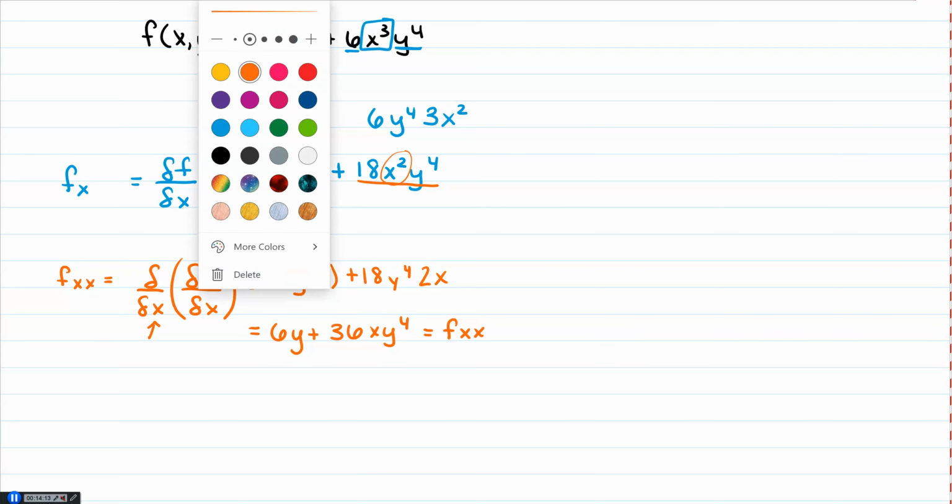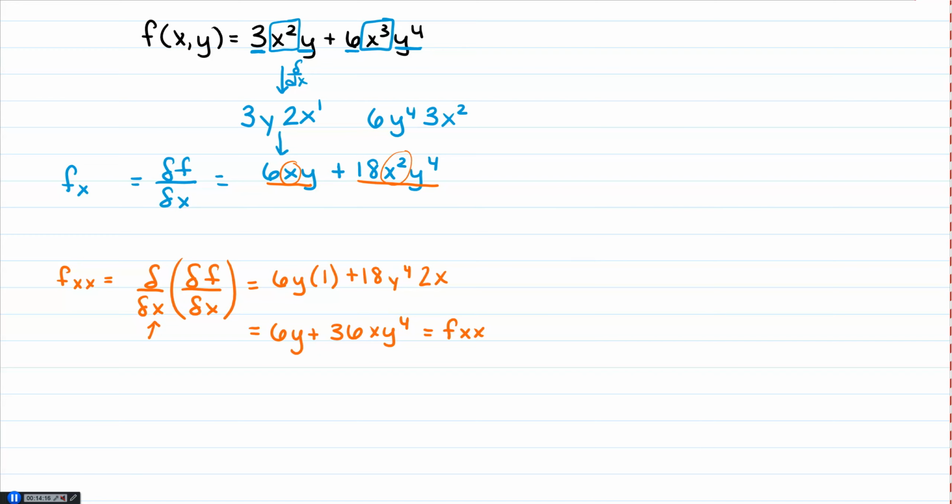Now, we could have done f sub xy at this point as well. So remember, that's taking the partial of f with respect to x, that was my first. Then, once I do that, take the partial with respect to y. So I'm going to take my f sub x, right? I'm just going to write it over here again so I can reference it. So I had 6xy plus 18x squared y to the fourth.